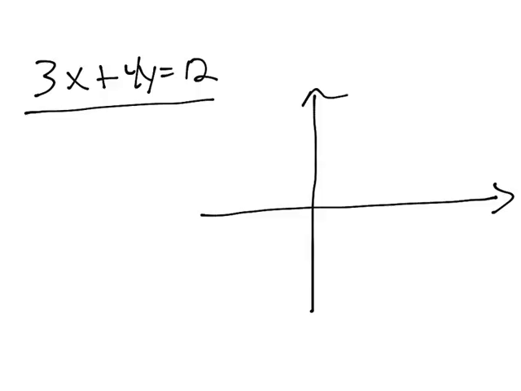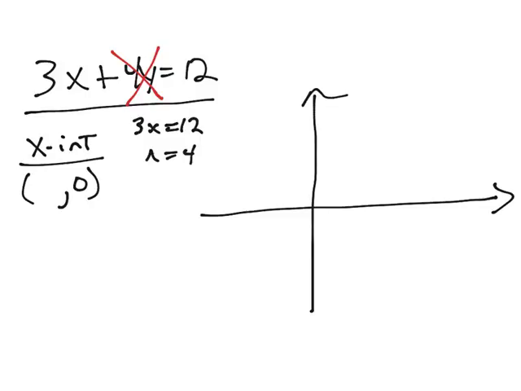I typically will find the x and the y-intercepts as my 2 points. For the x-intercept, I'm going to plug in y equals 0. That means this term is going to go away, and we're left with 3x equals 12, which means x equals 4. So it has an x-intercept of 4 comma 0.